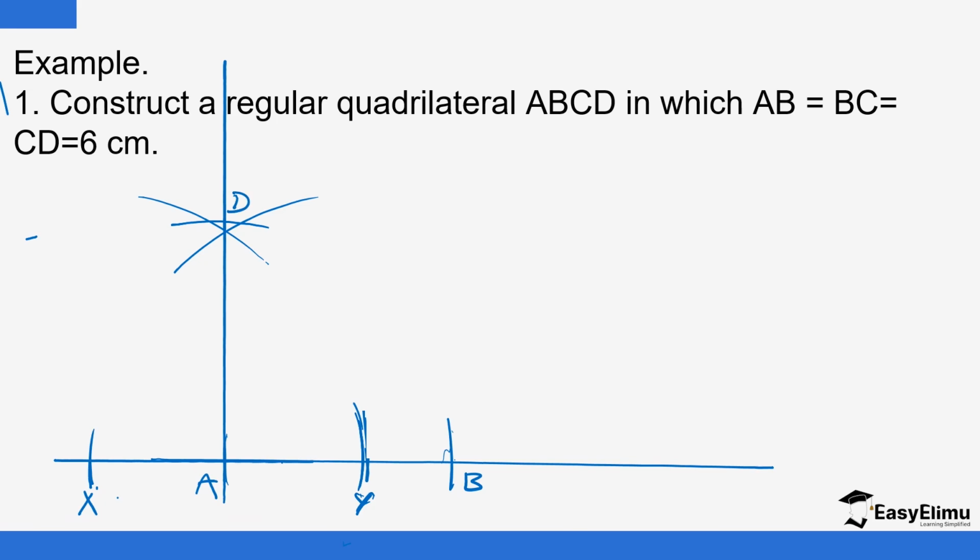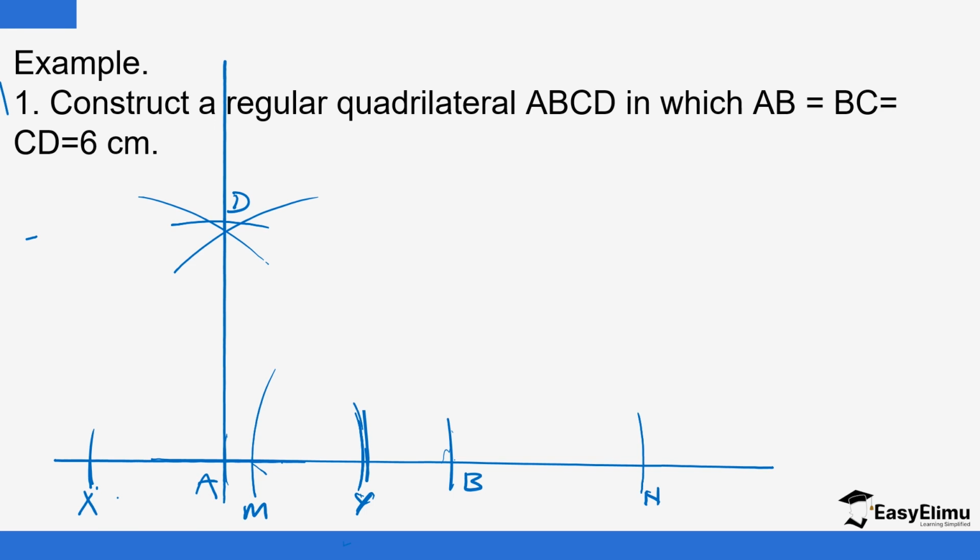Then you do the same thing. So using B as the center, make two arcs on this side and another one on the other side. I could call them M and N because I can easily confuse them. That is the only reason.